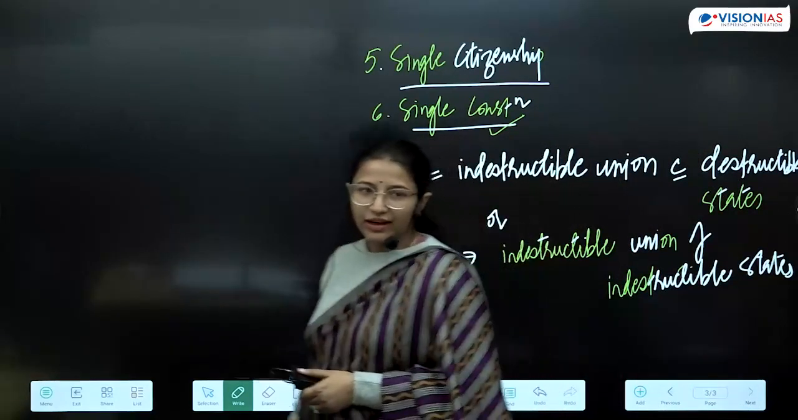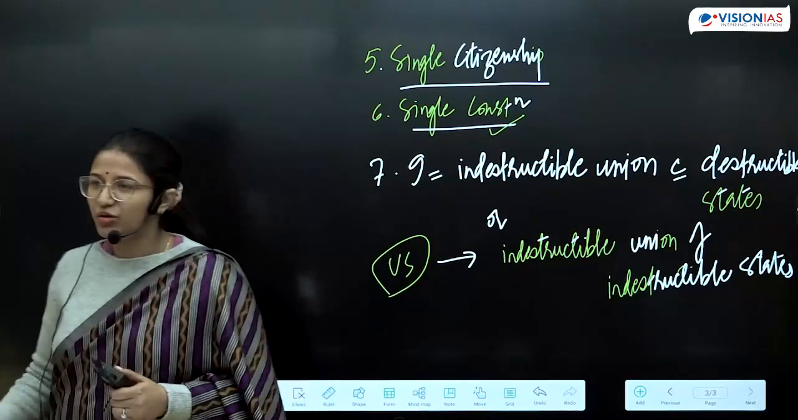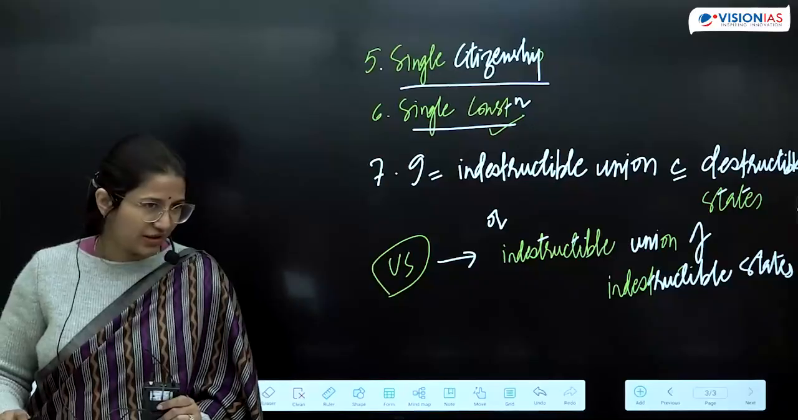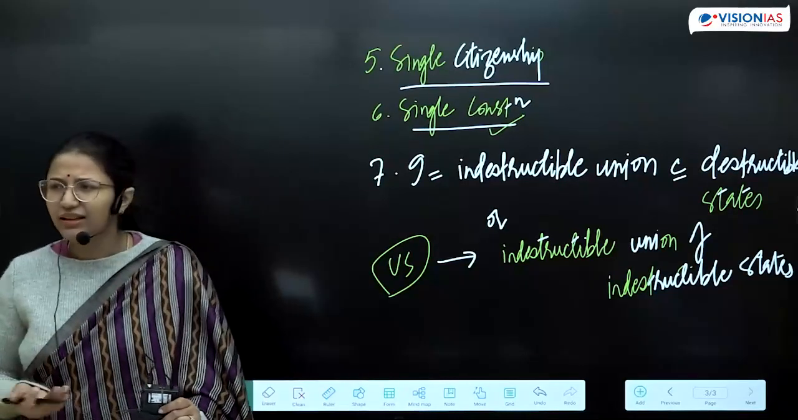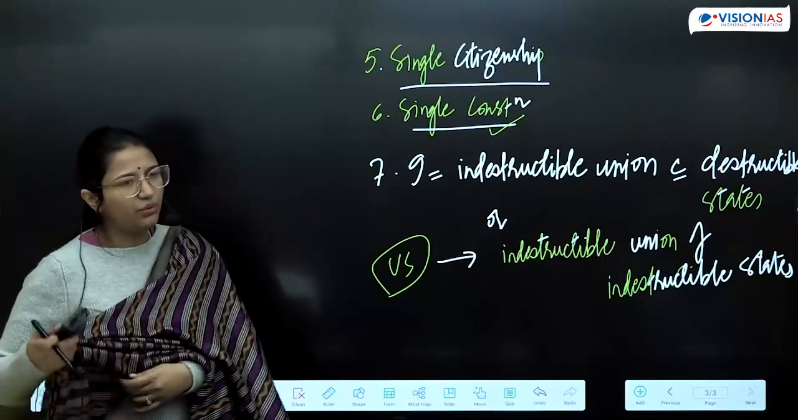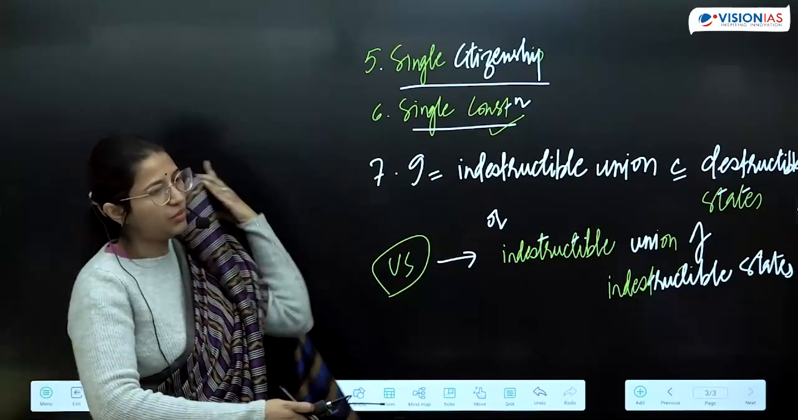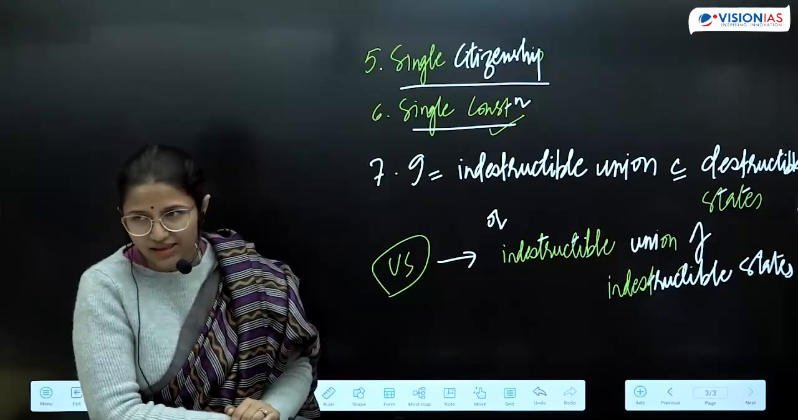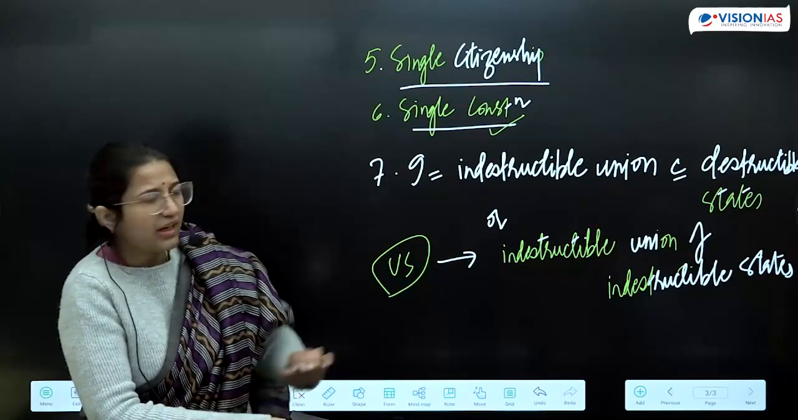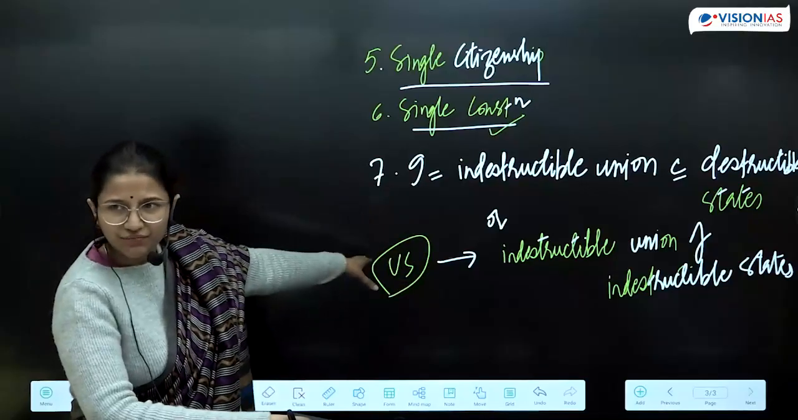You cannot break away a state. You cannot disintegrate it. You cannot change the borders, alter the areas of a state. But in case of India, that is not the case. In case of India, we are an indestructible union with destructible states. Fine. So these are all examples of this. I hope you have understood this.